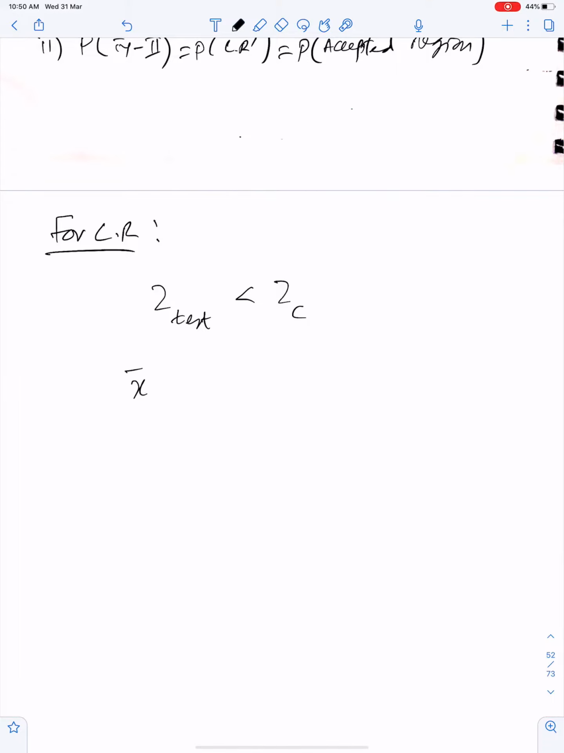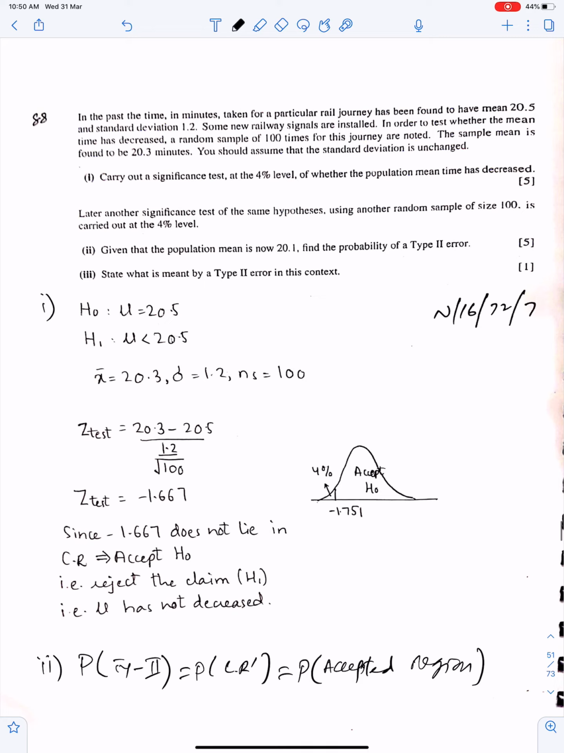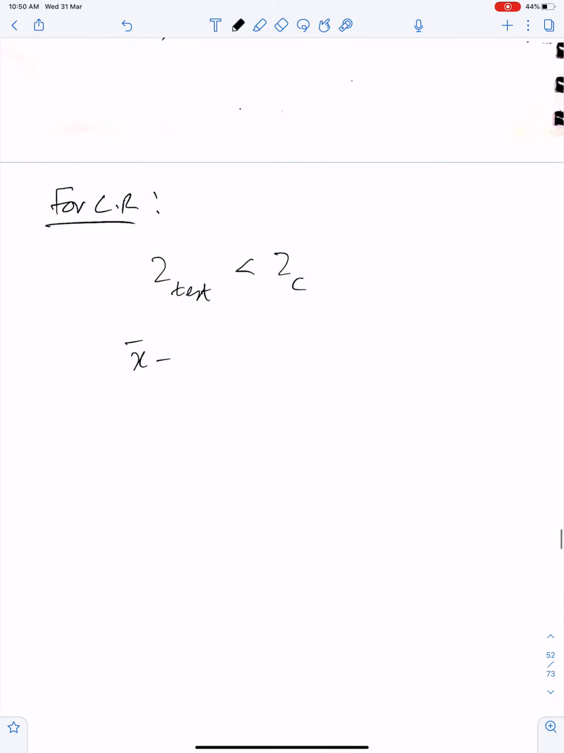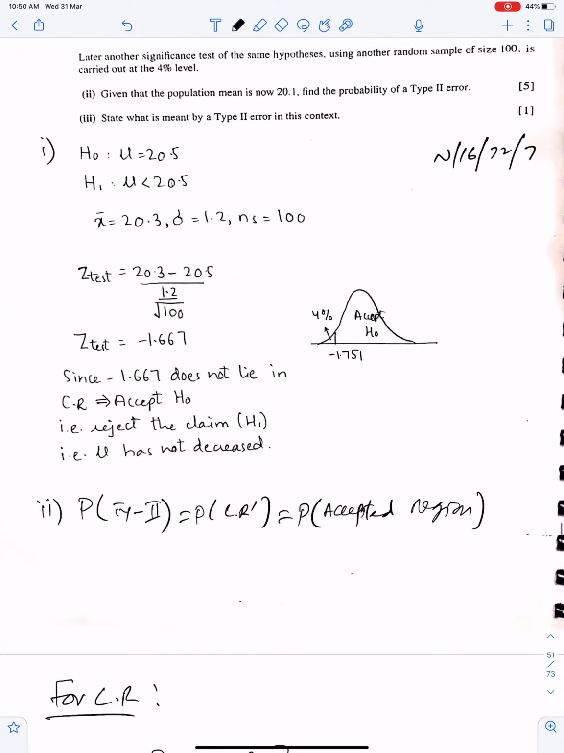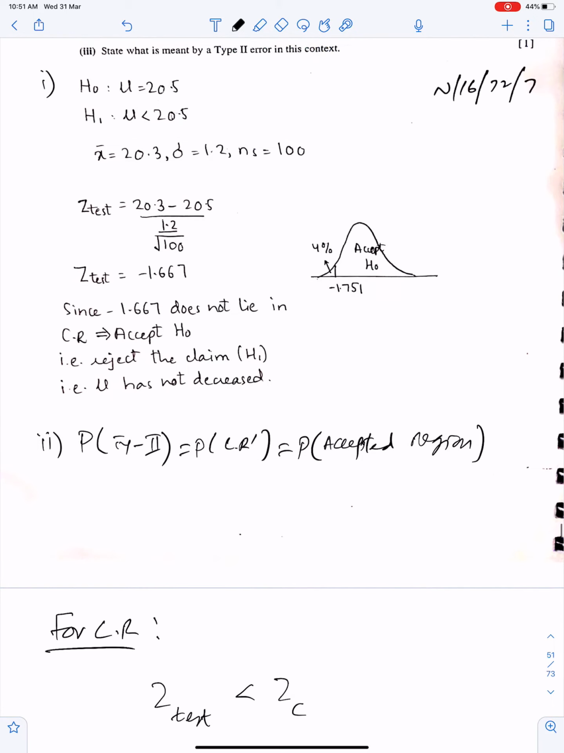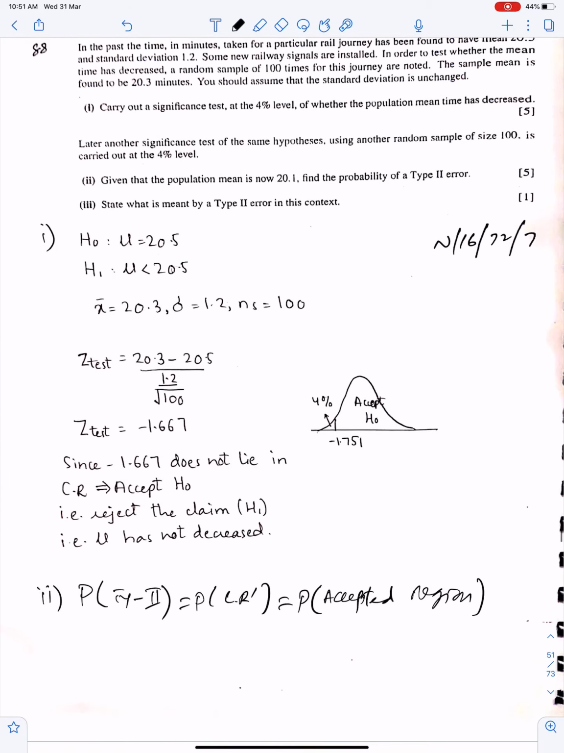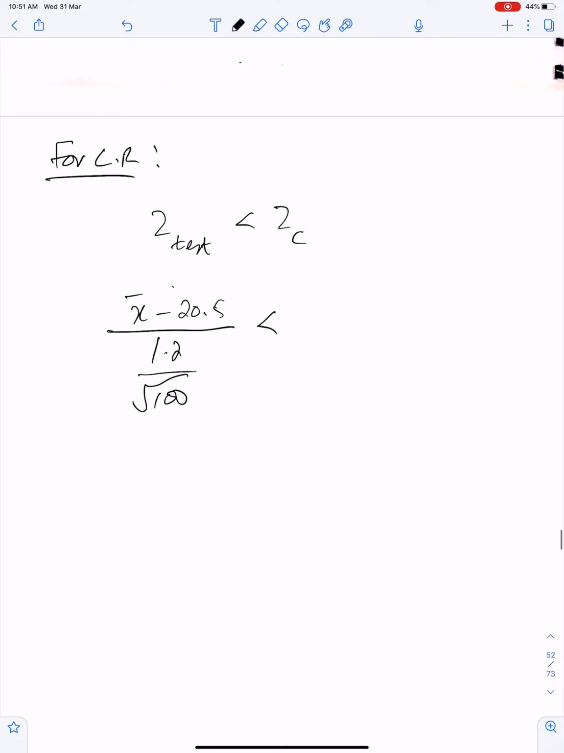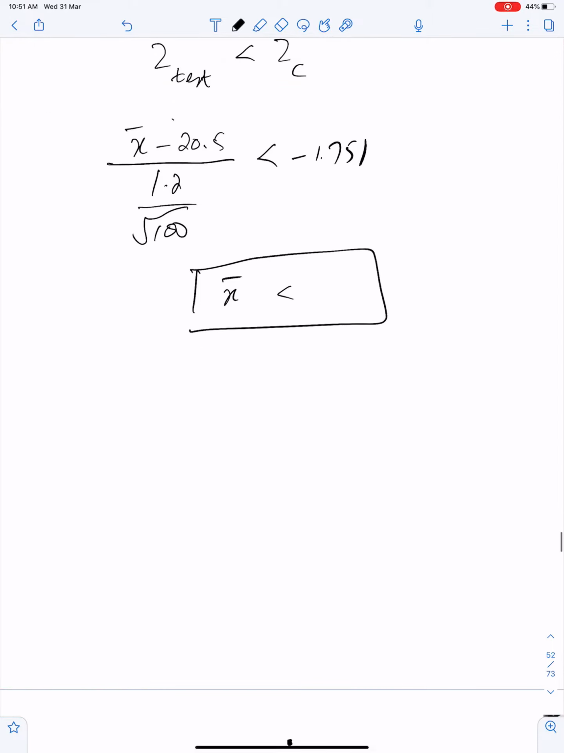So for the Z test, this is the critical region. Always use mu of H naught for the critical region, 20.5. And in the denominator we have 1.2 over root 100. And Z critical is minus 1.751 at 4%. So you will get the critical region. You should complete this calculation yourself.